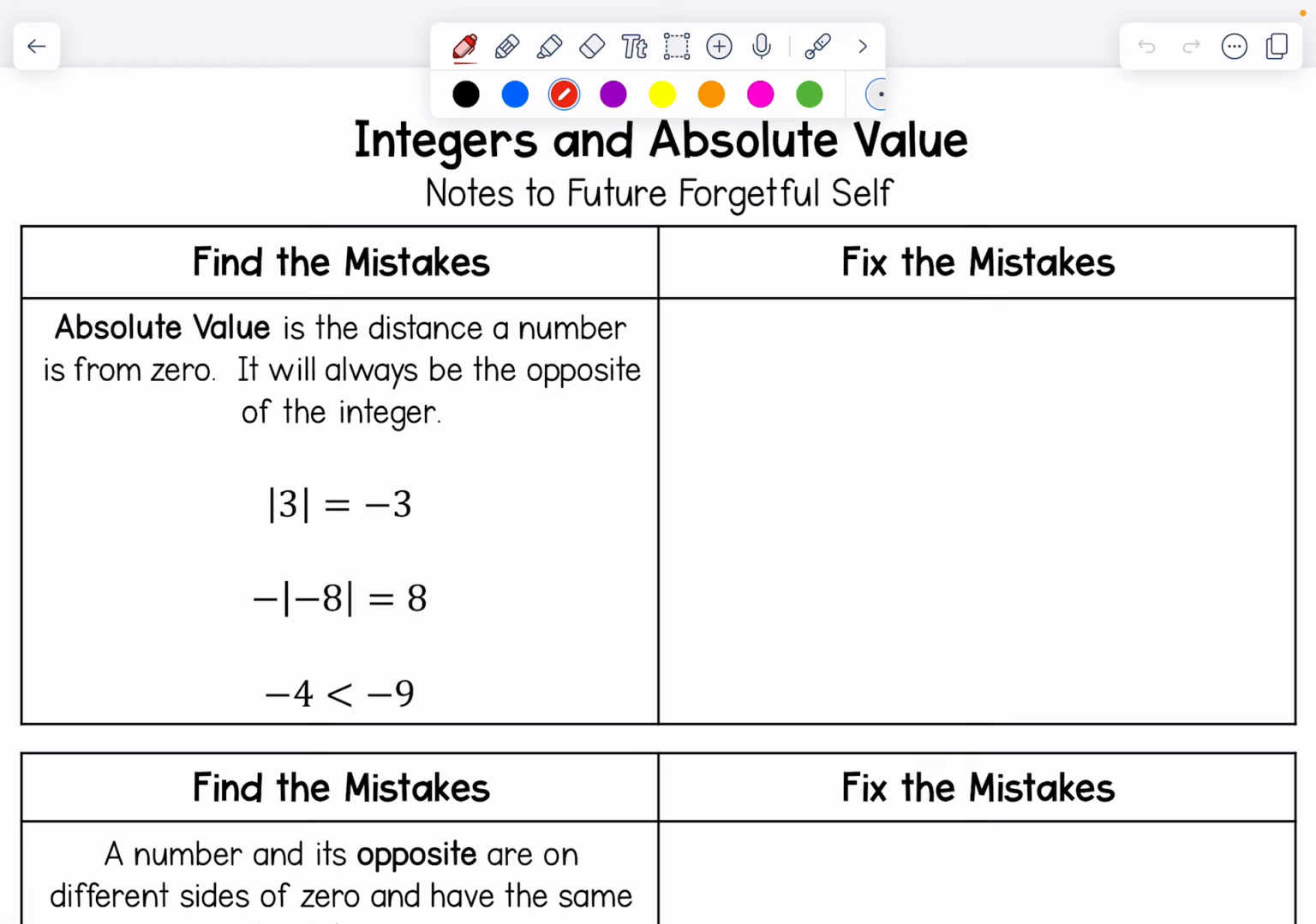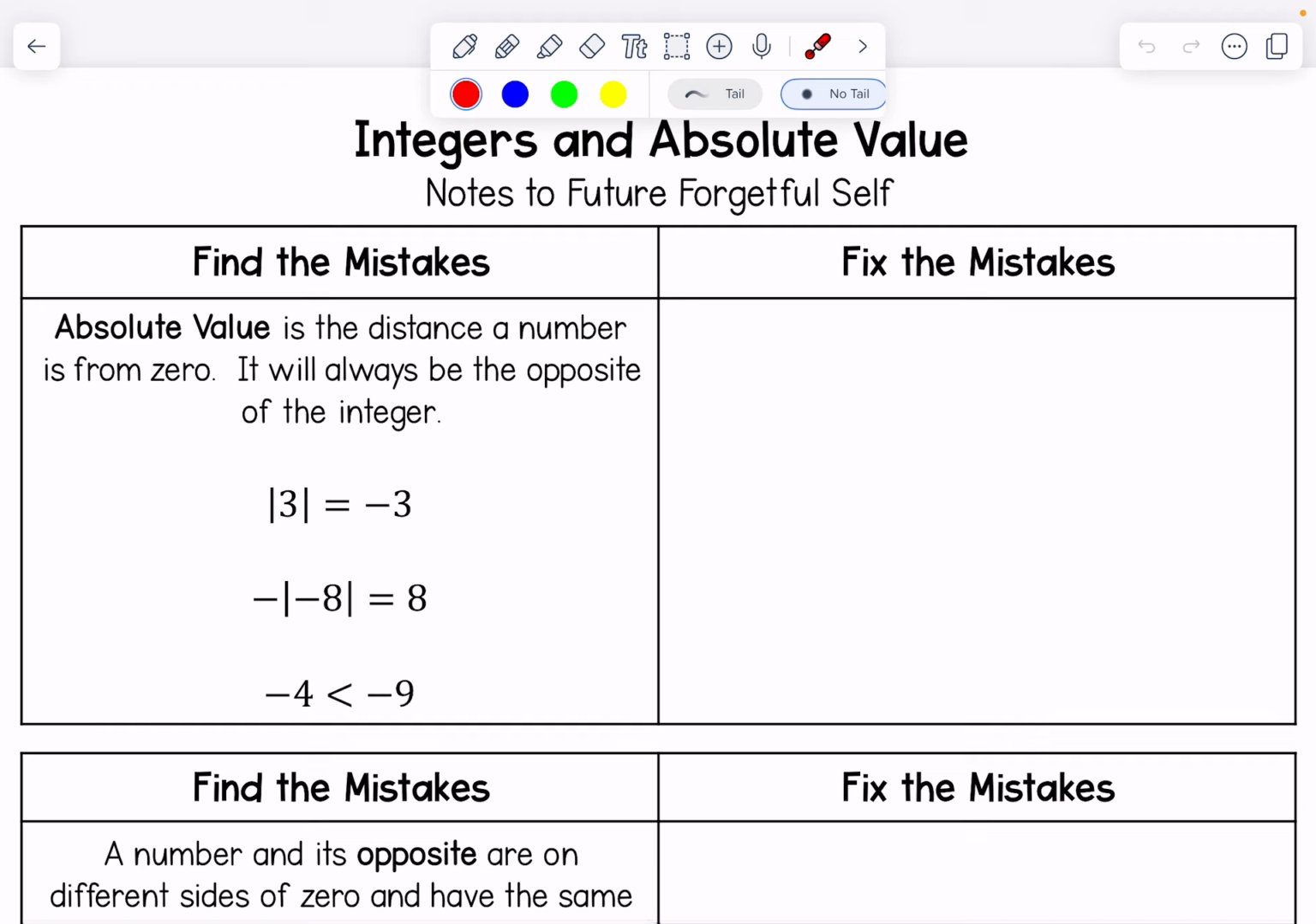So when we talk about absolute value, remember that's the distance a number is from zero. And what we have here are mistakes that we are going to find. We're going to solve them and explain them over here, and we'll do some more down here below as well.